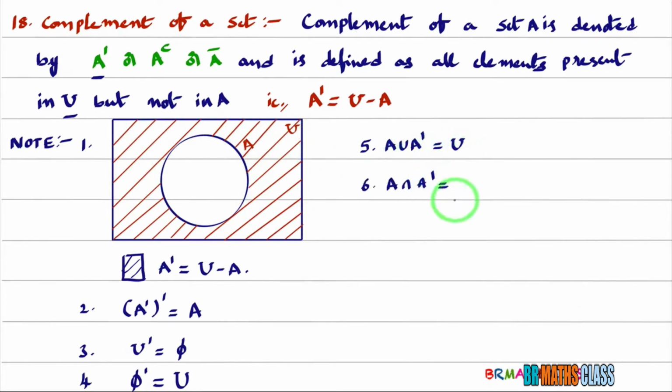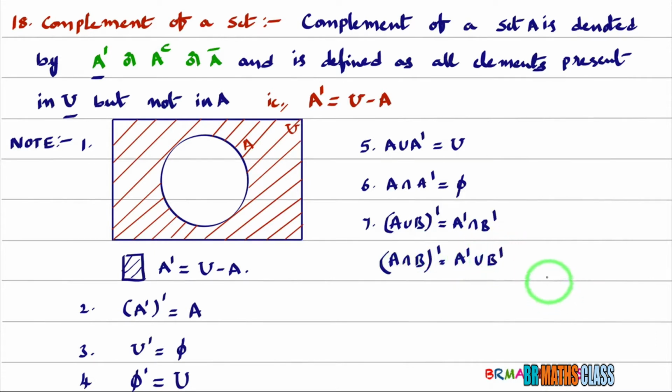A intersection A dash. You observe that A and A dash both are disjoint. There is no element common in A and A dash. So A intersection A dash is the null set. Now De Morgan's law. A union B whole complement is A complement intersection B complement. Similarly, A intersection B whole complement can be written as A complement union B complement. These are known as De Morgan's laws.